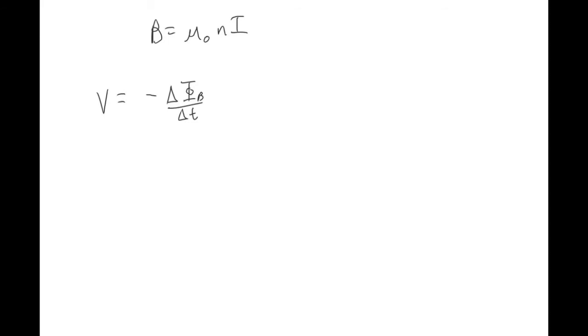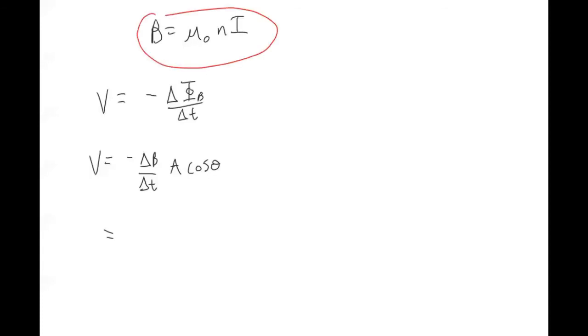And so we're going to take the first example where we change the magnetic field. I'll write it down, and then we'll just say that the angle is 0 degrees. So you get cosine of 0 equals 1. So the cosine term will just go away. Okay. So if we substitute this definition for B into the equation, we'll get negative mu naught n I over delta t.